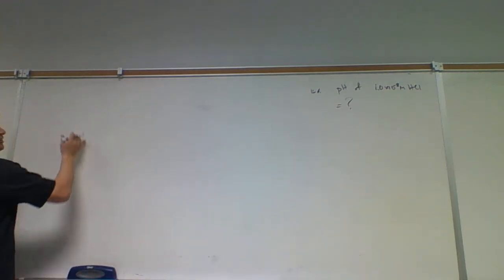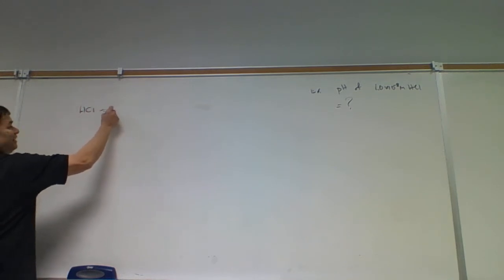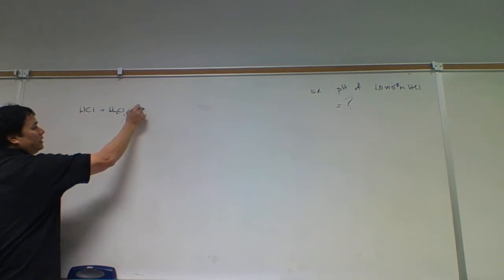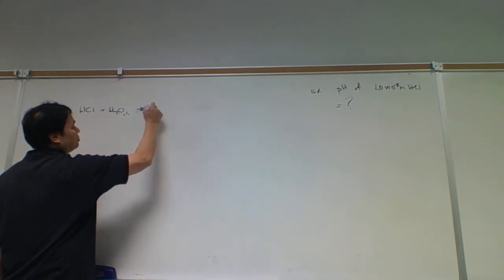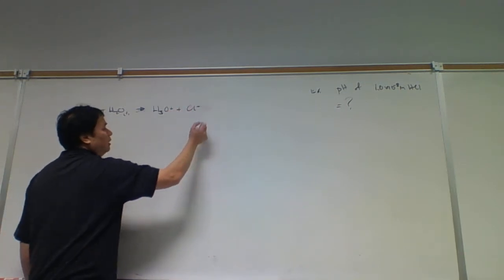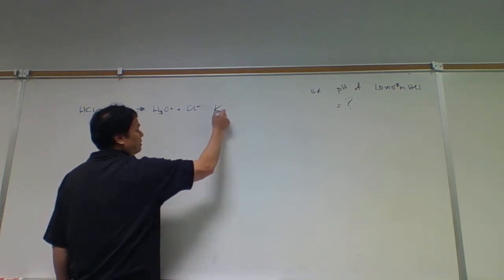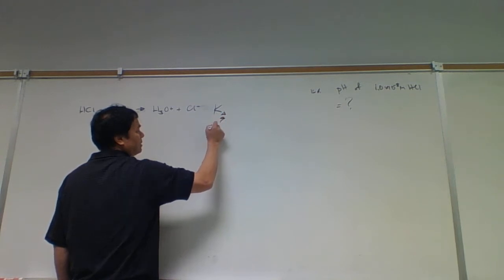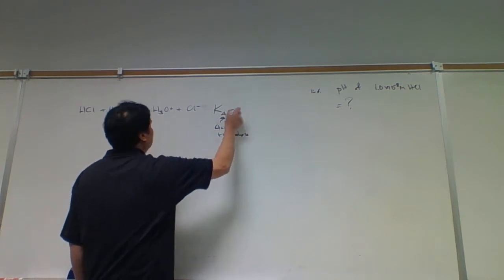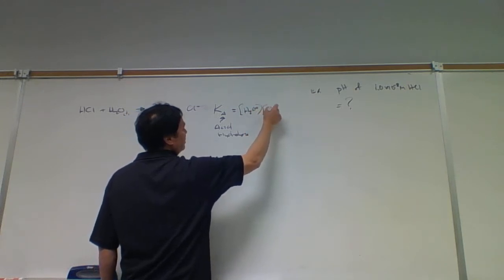Strong acids hydrolyze completely in water, so we just draw a one-way arrow. HCl and H2O form H3O plus and Cl minus. This one we give the K for acid hydrolysis, the Ka. The A stands for acid hydrolysis. The Ka is going to be the hydronium ion concentration times the hydroxide ion concentration.